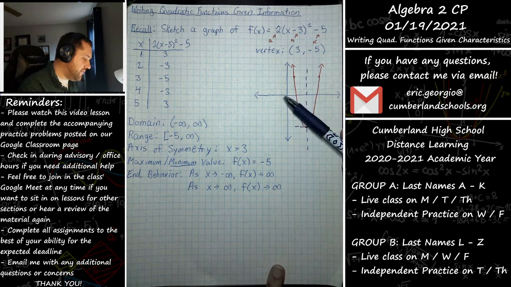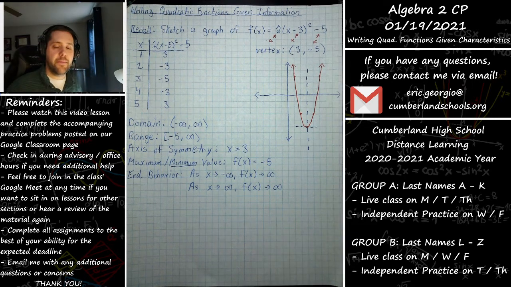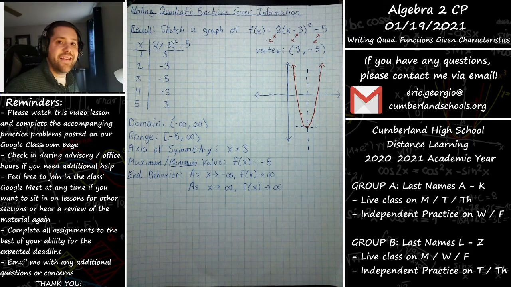As we go to the left, the graph goes up. Same thing on the right side. As we go to the right, the graph goes up. All right? So let's take a look now, or at least let's try to, see how we can go backwards.